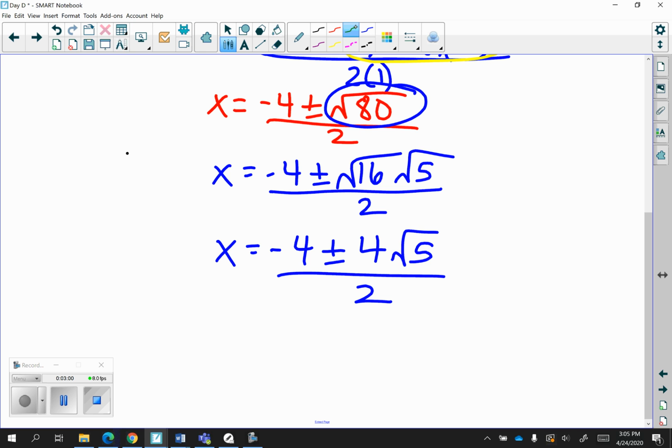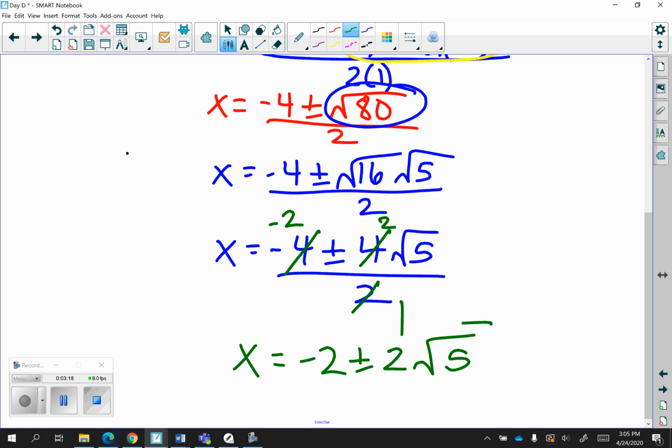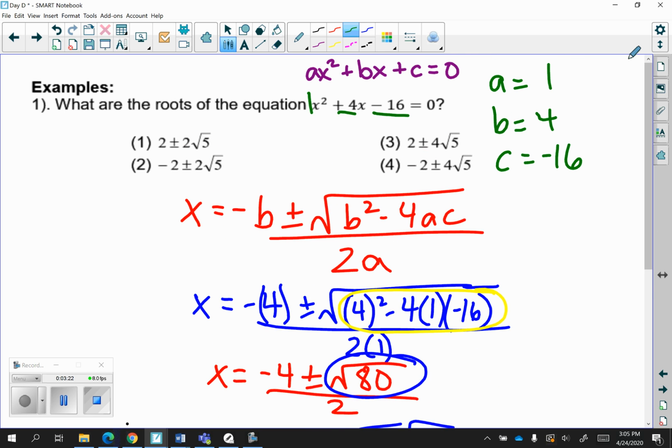So notice I have negative 4, 4, and 2. I'm going to divide those by 2. So 2 goes into 2 once. 2 goes into negative 4, negative 2 times. 2 goes into 4, 2 times. So I'm left with x is equal to negative 2 plus or minus 2 radical 5. And that's my answer. So let's scroll back up and look, and that is choice 2.